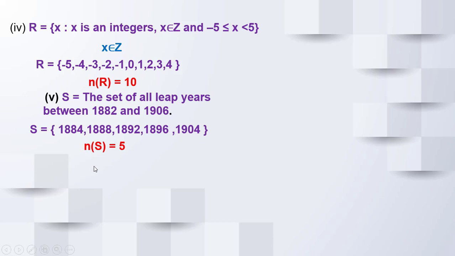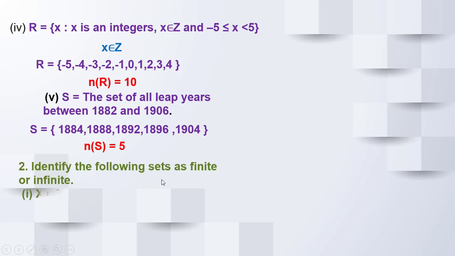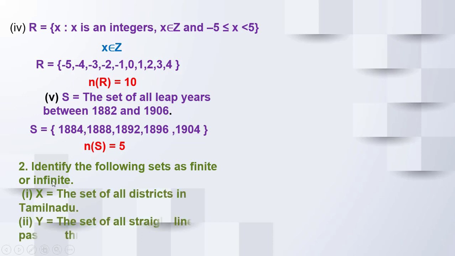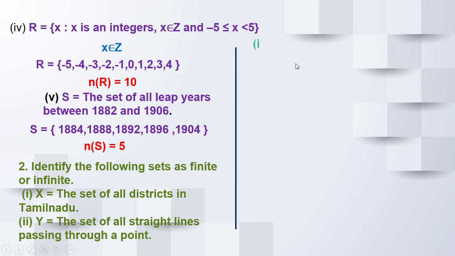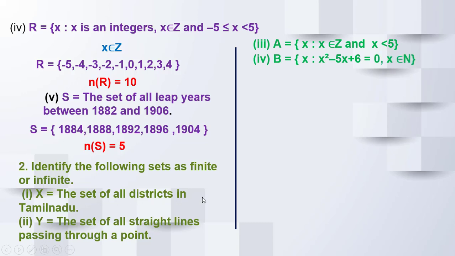Now let us go to the next problem. The next problem is to identify the set as finite or infinite. Here we have 4 subdivisions. Let us see one by one. Now the first problem is X equal to the set of all districts in Tamil Nadu. Now let us see the solution. The set of all districts in Tamil Nadu is countable. Therefore the answer is finite set.